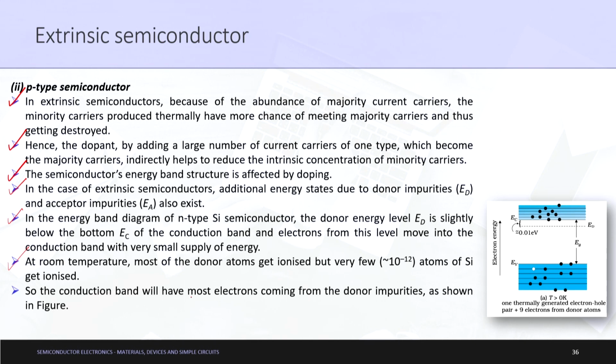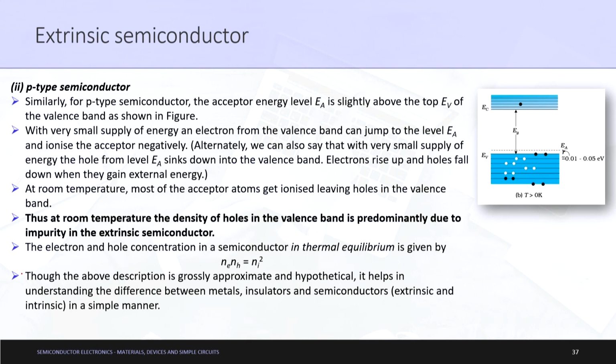So, the conduction band will have the most electrons coming from the donor impurities, as shown in the figure. I guess a similar situation applies to the p-type semiconductor, only this time the EA value will be here. Similarly, for a p-type semiconductor, the acceptor energy level EA is slightly above the top EV of the valence band, as shown in the figure.